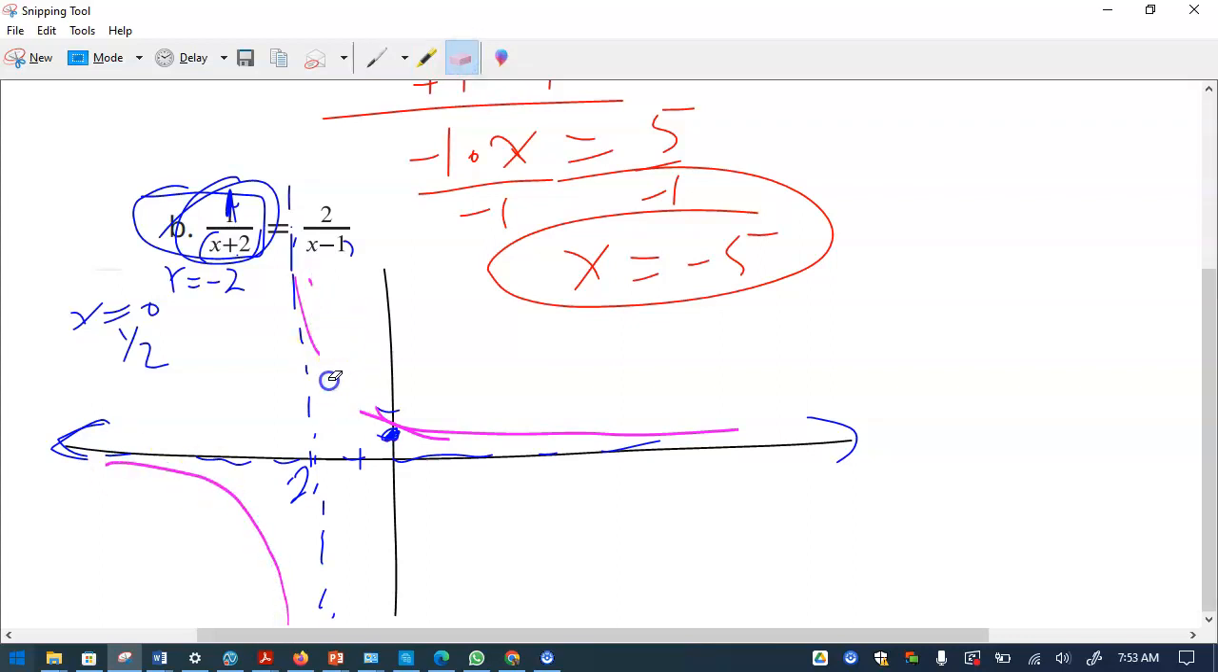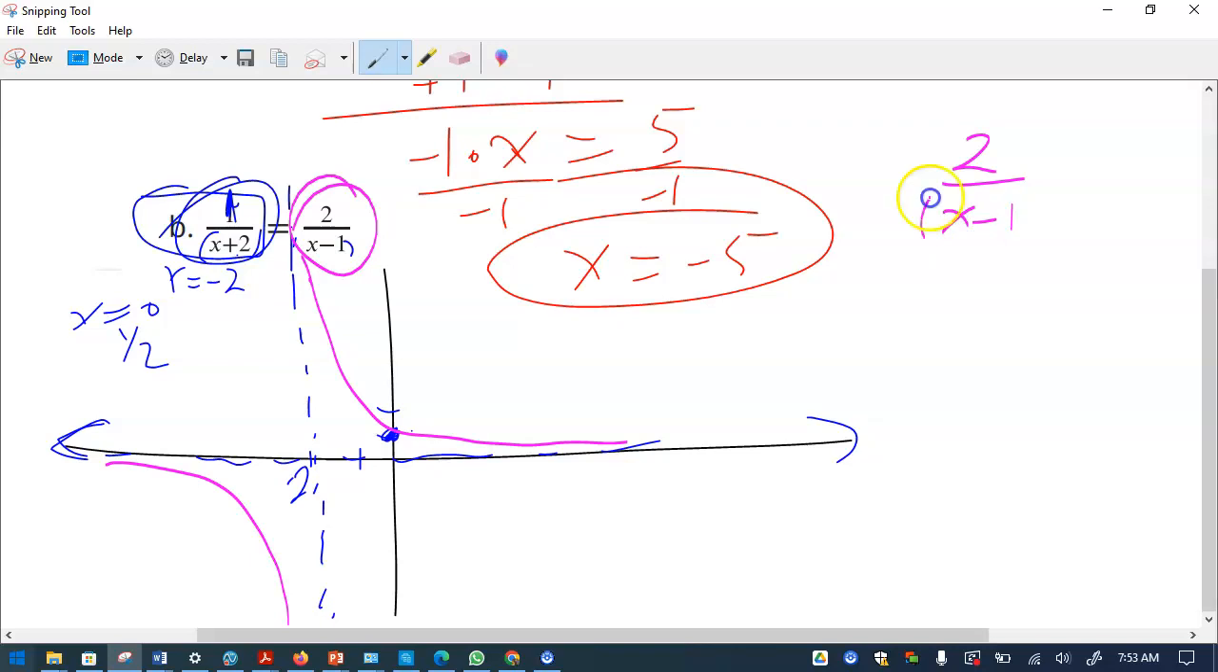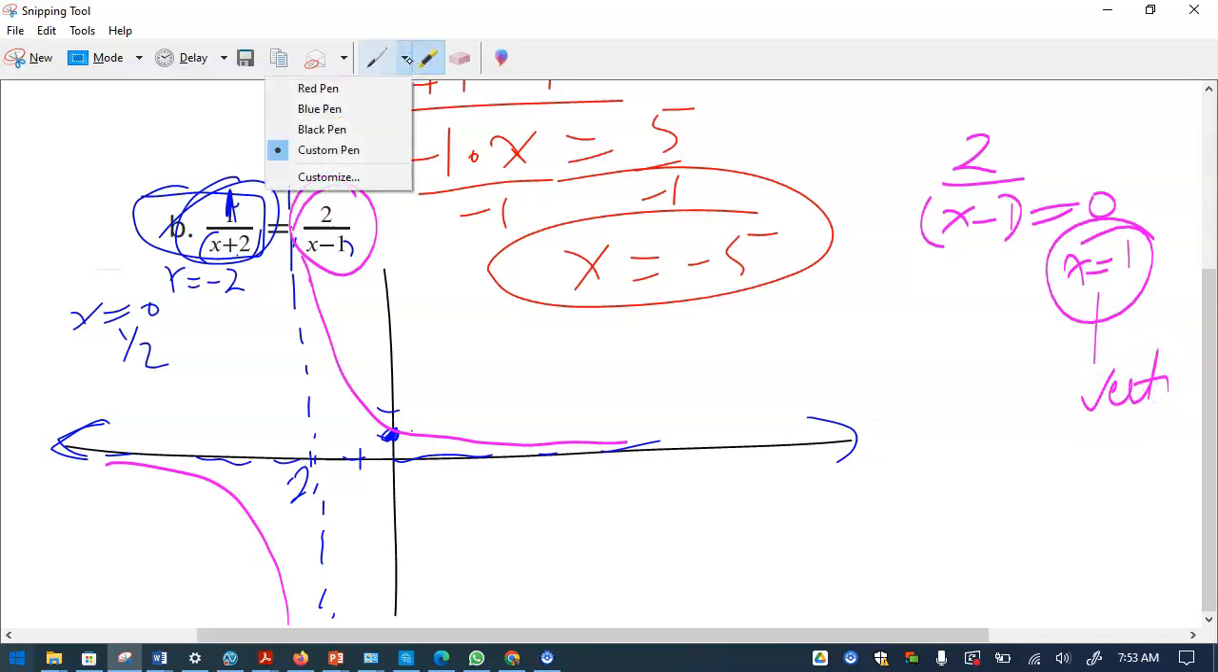So that's the first one. So let me draw it nice and neat here. What about the second one? This is 2x minus 1, and you can see here the denominator becomes 0 if x equals 1. So this becomes the vertical asymptote. So we have to draw another one at 1. So this is 1, there's one thing like that. So it is 2 over x minus 1.